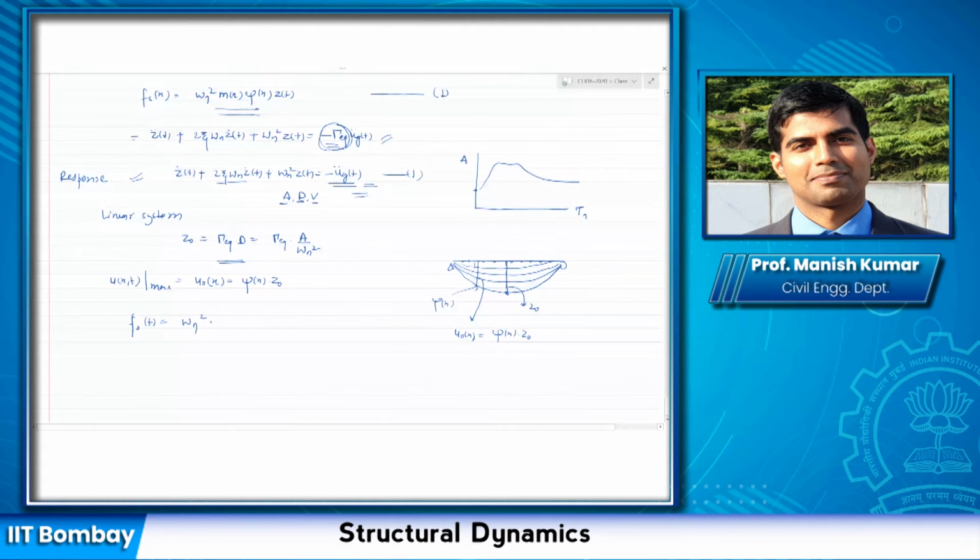I also know that Z naught times omega n square is gamma equivalent times A. So let me just combine these two factors together and I can write this as gamma equivalent times mx times phi x times A. Basically, what I have done here, I have written omega n square Z naught is equal to A times gamma equivalent. That's all. So either of these expressions can be used.